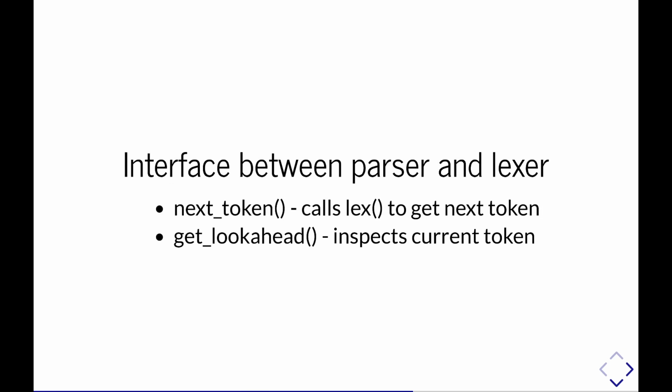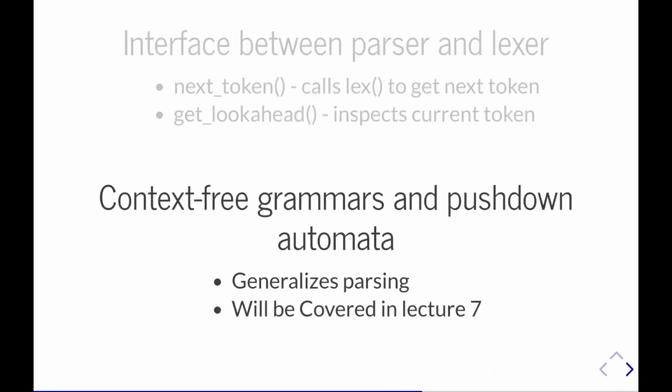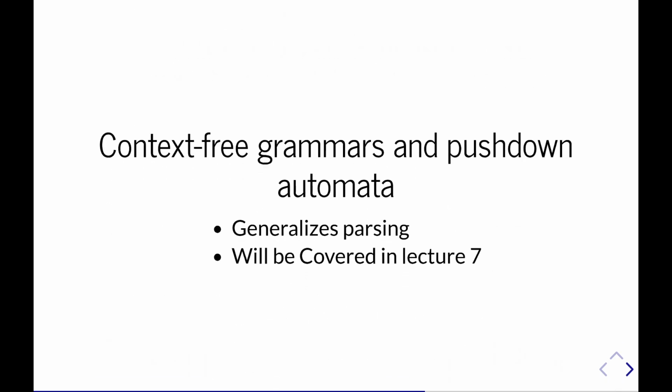So this is the interface between the parser and the Lexer. The parser is just asking the Lexer, hey, give me the next token, give me the next token. And Lex is the function that gets called. The lookahead is how we're going to figure out which construct we're trying to parse. We'll talk more about how actual parsing algorithms work in a couple of weeks. But this is how the parser and the Lexer work together. And as I said, we'll talk about a formal way to generalize this notion of parsing in a few weeks.